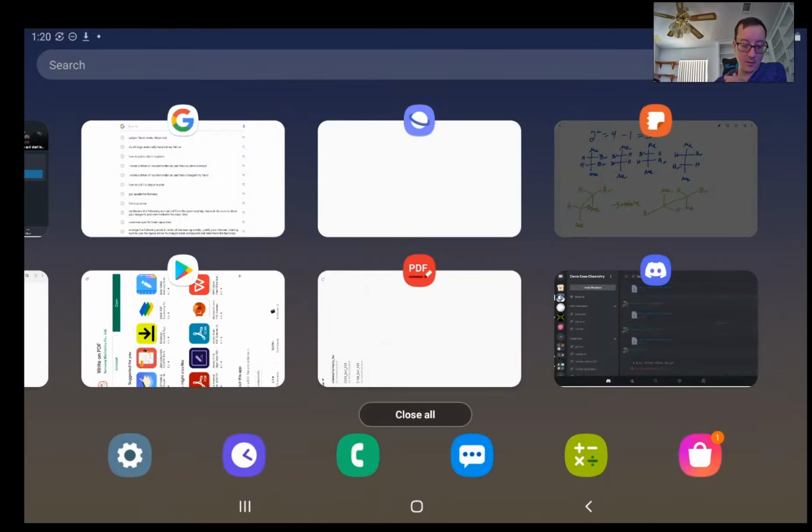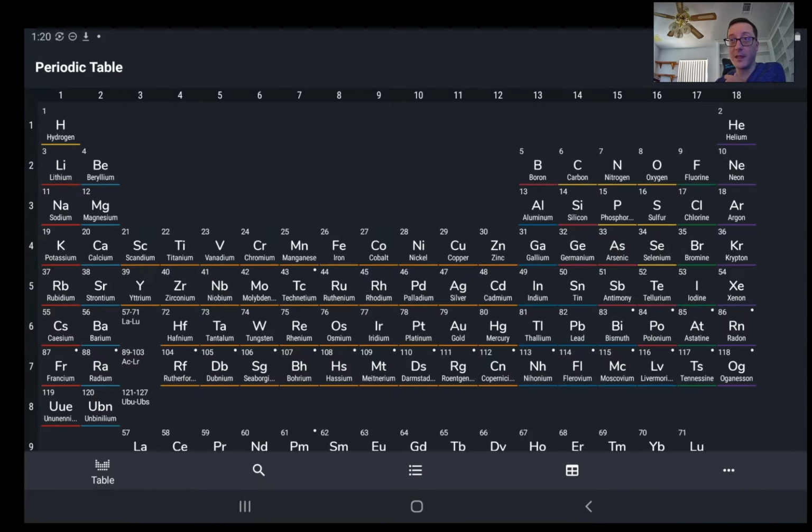You are muted, by the way, Aurora, just so you know. There is a button in the bottom left that looks like a little microphone. That's what you would want if you want to unmute yourself. But if not, that's totally cool. You do not need to talk.